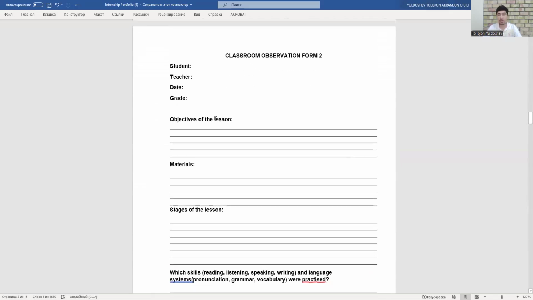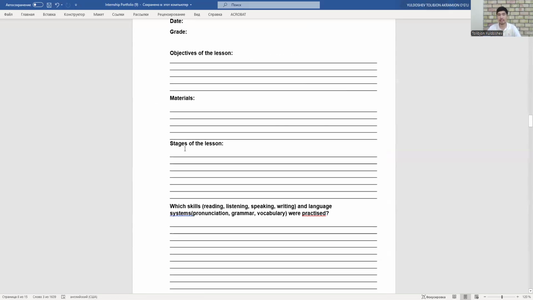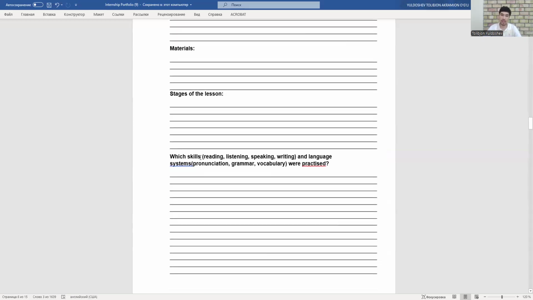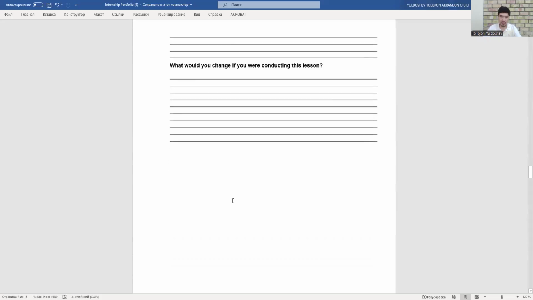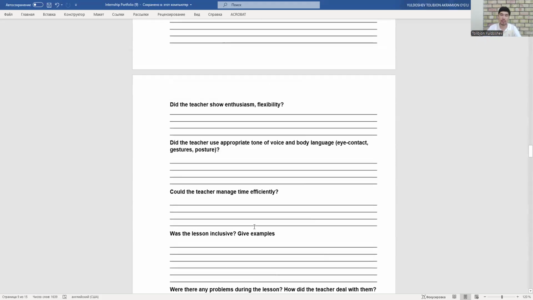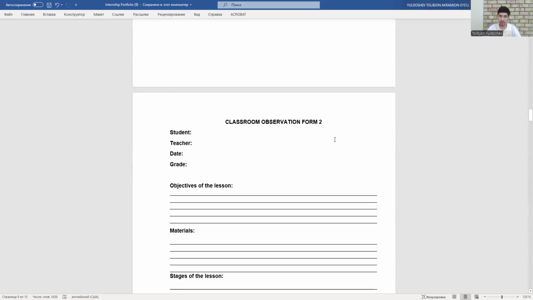This one is about the objectives of the lesson, materials, which skill, for example, reading, listening, speaking, or what language systems like pronunciation, grammar, vocabulary are practiced. So you can write here, okay, mainly this lesson was about listening skills. The students practiced inferencing, and then they had this kind of listening, so you will describe your classroom. Once you have done this, at the end you don't have questions. You should also have 2 copies of this one.